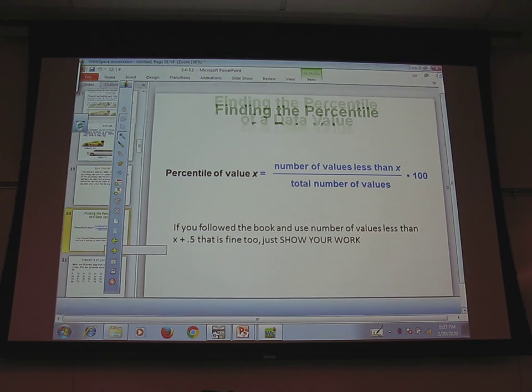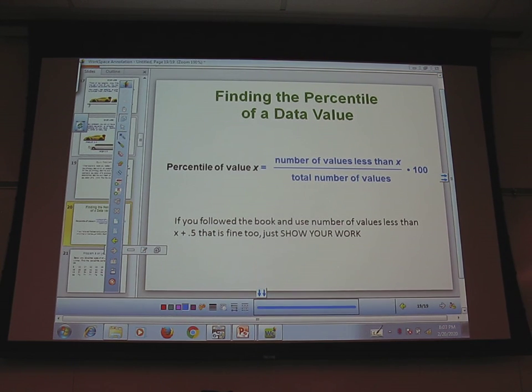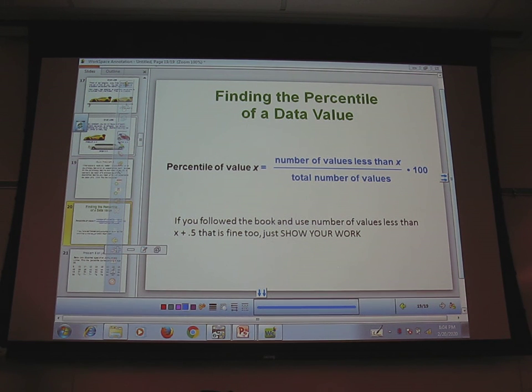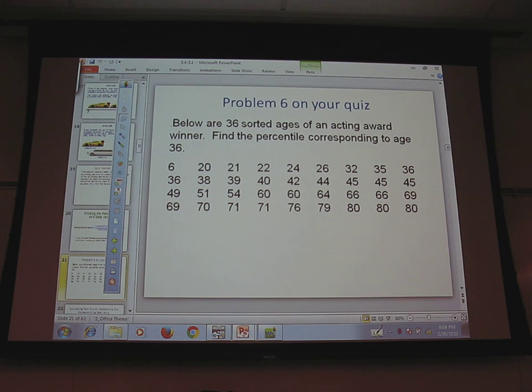Find the percentile. The percentile is all about how many people are below you. What percent of people are below you? So you count how many people are below you, and you find what fraction of the whole they represent, and then change that to a percentage. Multiply by 100%. The book does it a little bit differently. That's totally fine too. What they do is they add a half and then they round to the nearest whole number, which works out the same. What we do is we round up. But I'll show you what I mean.